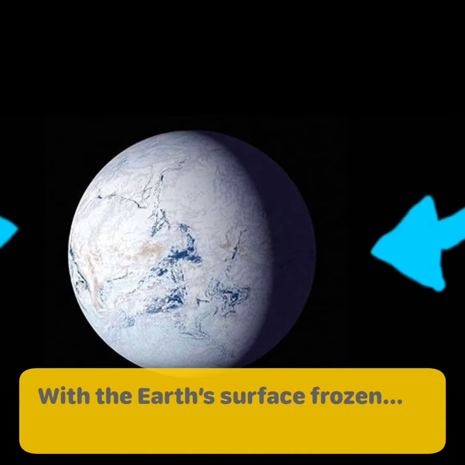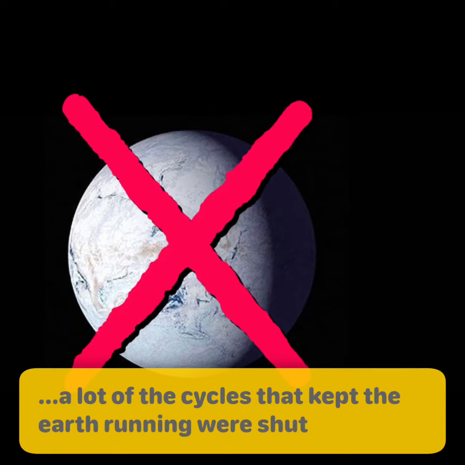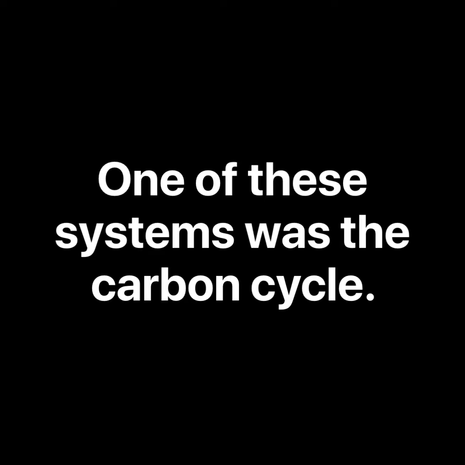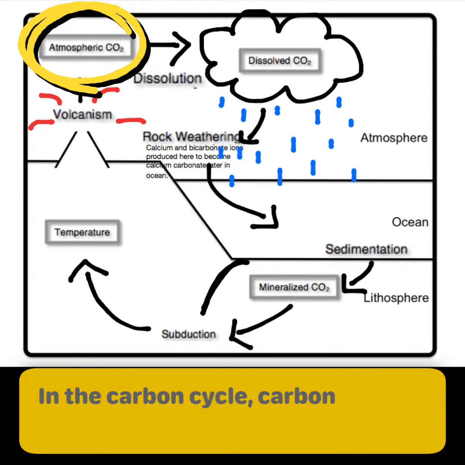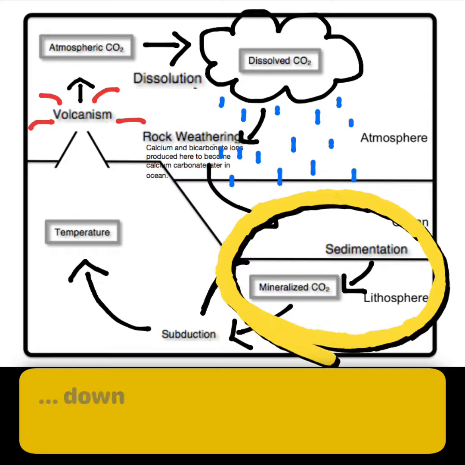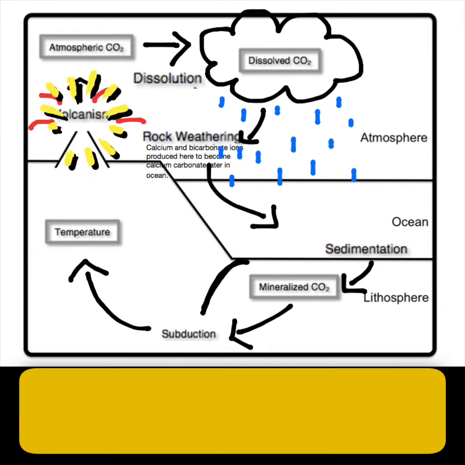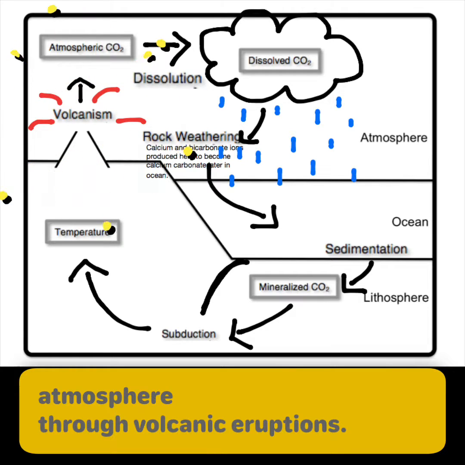With the Earth's surface frozen, a lot of the cycles that kept the Earth running were shut down. One of these systems was the carbon cycle. In the carbon cycle, carbon, an important element, can move from the atmosphere into river and ocean water, down into the crust of the Earth, and then back out into the atmosphere through volcanic eruptions.